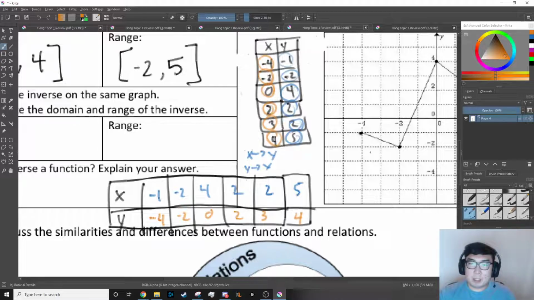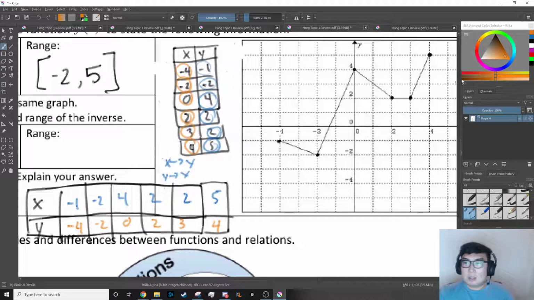And now all you've got to do is plot them. I'll use this nice dark seaweed color. -1, -4. -2, -2, which is here. 4, 0. 2, 2. 2, 3. 5, 4.